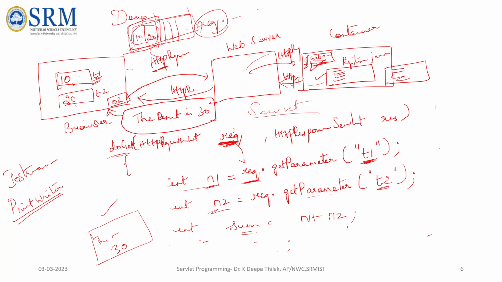Similarly, if I am designing a registration form with 10 fields, I can write 10 lines of code to get each and every individual element's value like this. And then I am calculating some sum. Now I got the result. So this sum should be returned back to the client side, and the content "the result is 30" should be printed on the new screen.